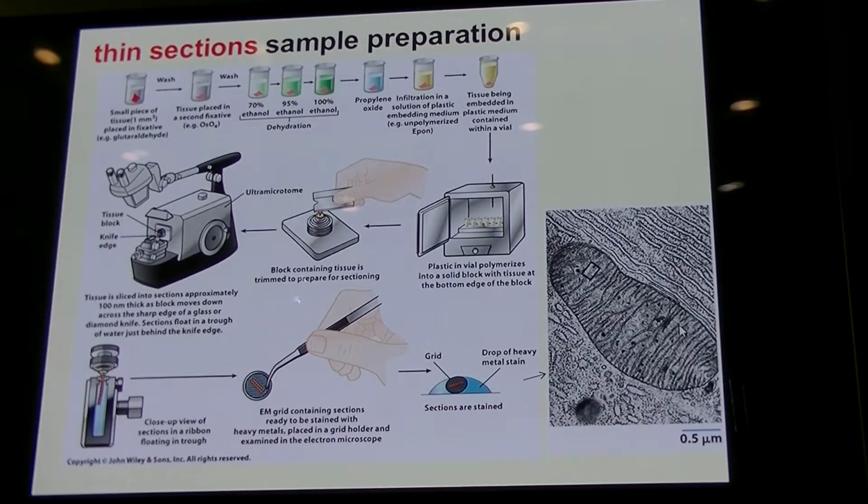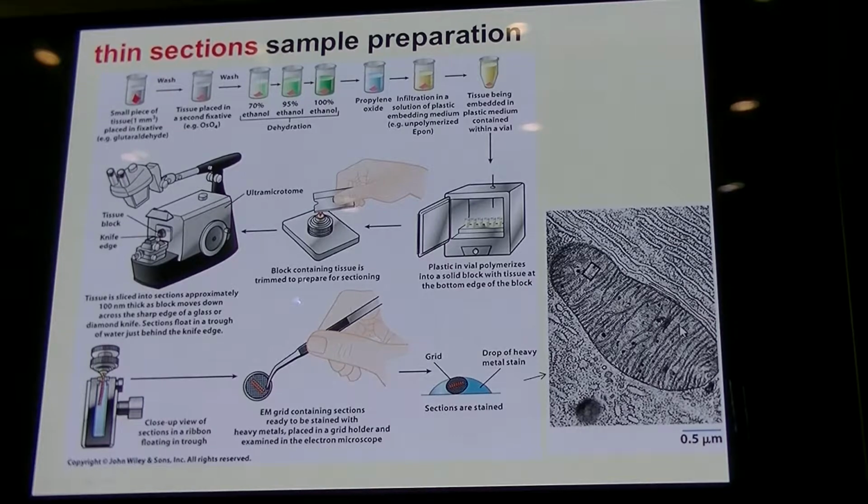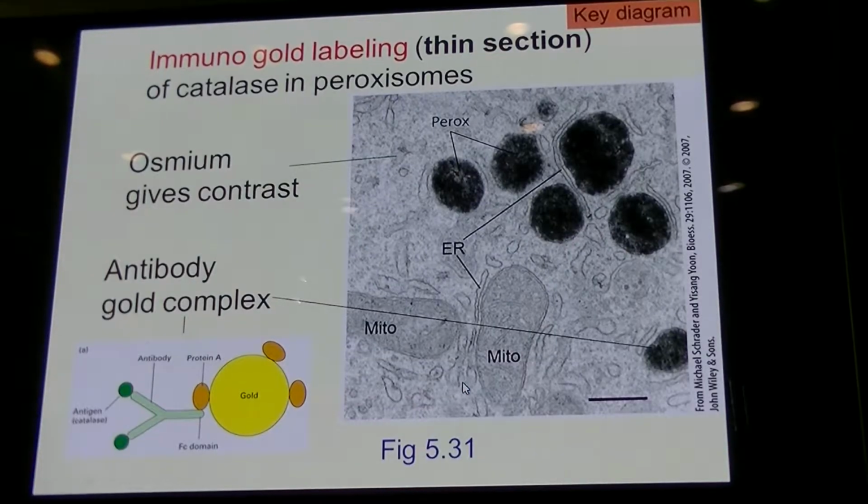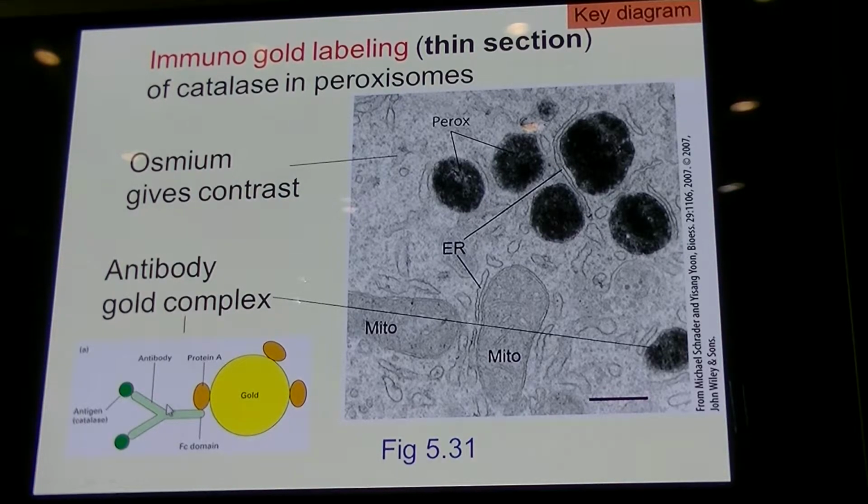So that's a thin section. Now, as a follow-up on a thin section, we can do another technique which we can combine. After we've sliced our samples, we can come with an antibody that has been bound to gold particles. And that allows us to see specific molecules. So if we have an antibody to a specific protein, say catalase, a protein found in peroxisomes, there's our antibody.